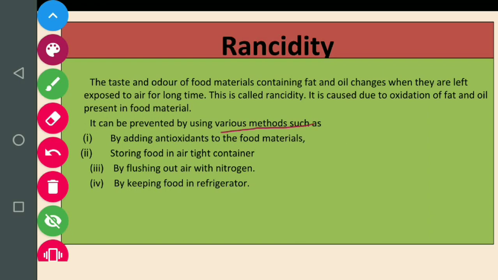It can be prevented by using various methods, such as by adding antioxidants to the food material. We can buy antioxidants and put them in the food. Second, by storing food in a tight container, the oxygen supply is cut off from the food and there will be no oxidation. Third, by flushing out air with nitrogen. Instead of normal air we can fill nitrogen gas, especially as we can see in our Kurkure chips packet, the gas filled is nitrogen. And fourth, keeping food in a refrigerator. By keeping food in a refrigerator there is less oxidation.